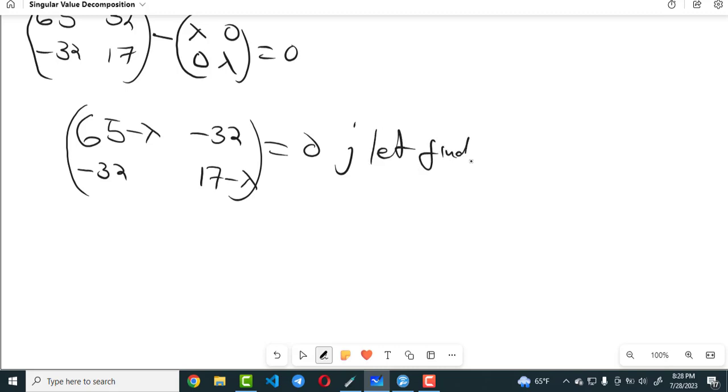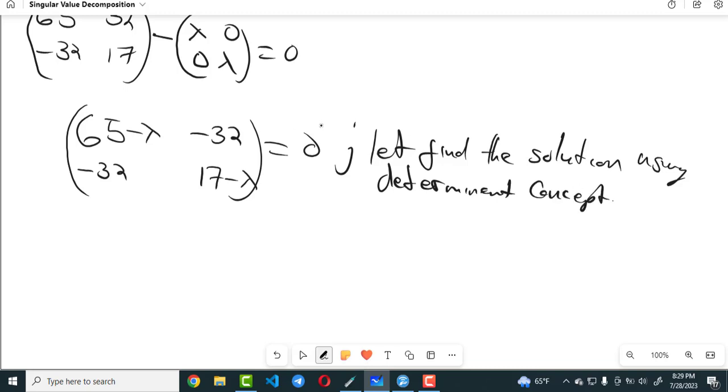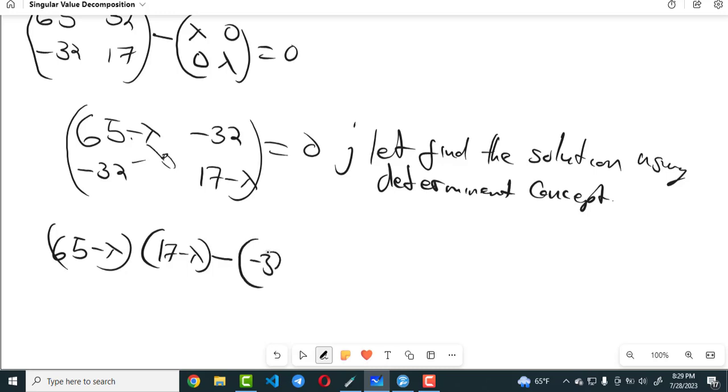Let's find the solution using the determinant concept. So here we are going to use the determinant concept where we are multiplying this times this, minus this times this. So we subtract again. So we are saying 65 minus lambda times 17 minus lambda, minus 32 times minus 32, all equal to 0.